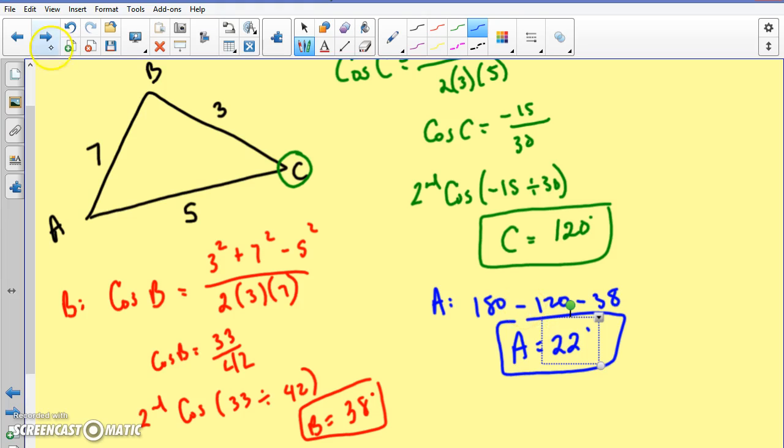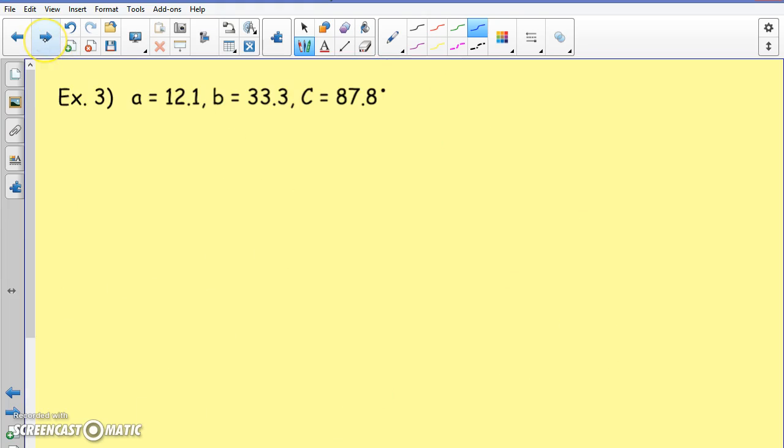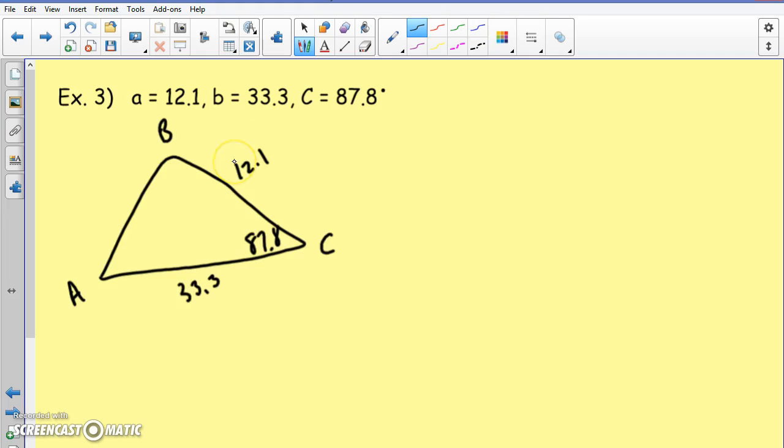Okay, and let's take a look at our last example. Why don't you guys go ahead, pause the video, and draw the triangle and label it. Okay, so we should have our triangle drawn. So the first thing we should find, if we're not given that third side, is that side. So since we're trying to find side C, we'll use the formula that starts with the C squared. So I'd like for you to go ahead and plug in your values and see what we come up with. So you can pause the video again.